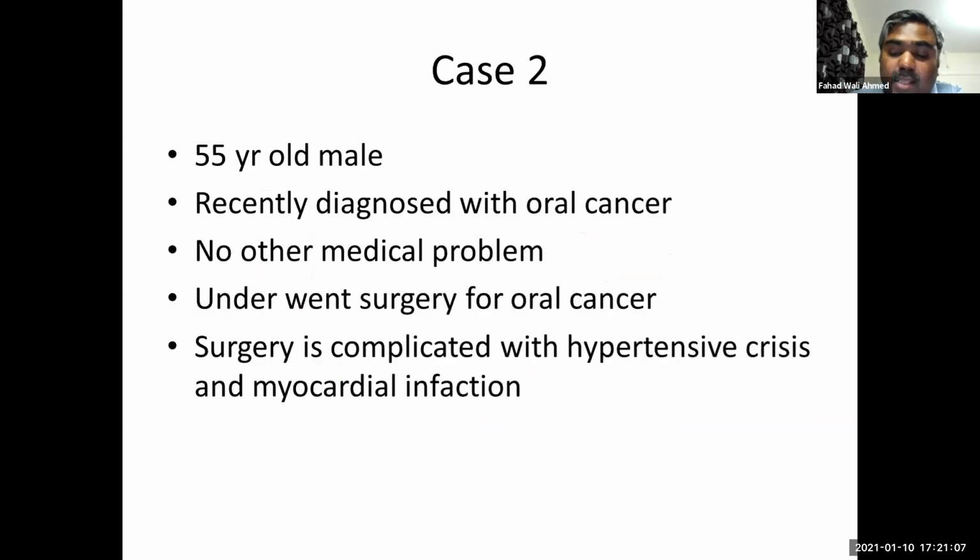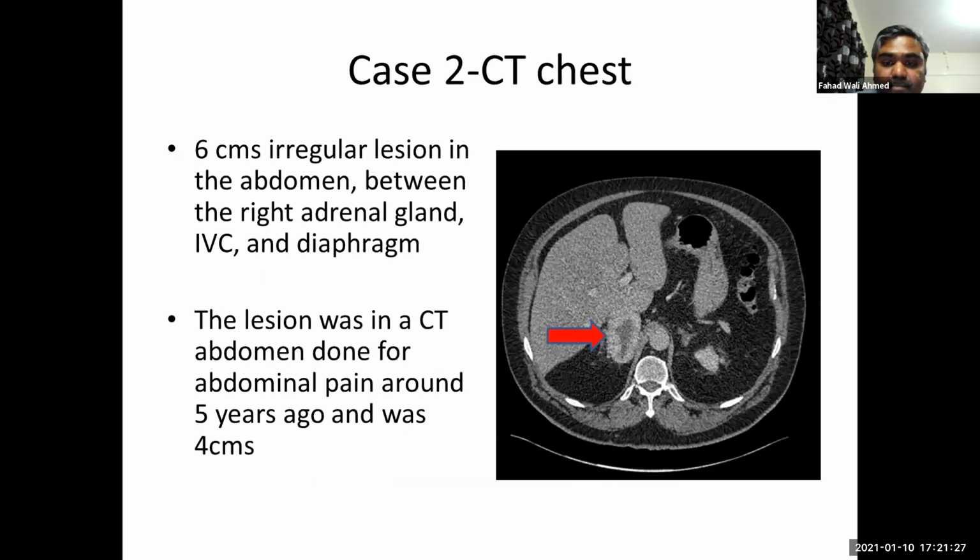And in the end, I'll present a case of what can happen if we do not investigate an adrenal incidentaloma. So we've got this 55-year-old gentleman who was diagnosed with oral cancer. He had no other medical problems. He underwent surgery for his oral cancer, and halfway through his surgery, he developed a hypertensive crisis and had a myocardial infarction. He had a full body CT chest, abdomen and pelvis, which also reported a 6 centimeter irregular lesion in the abdomen between the right adrenal gland, the IVC and the diaphragm.